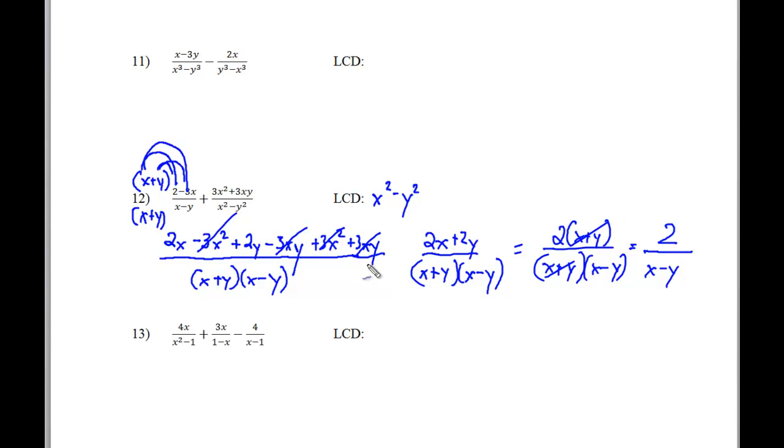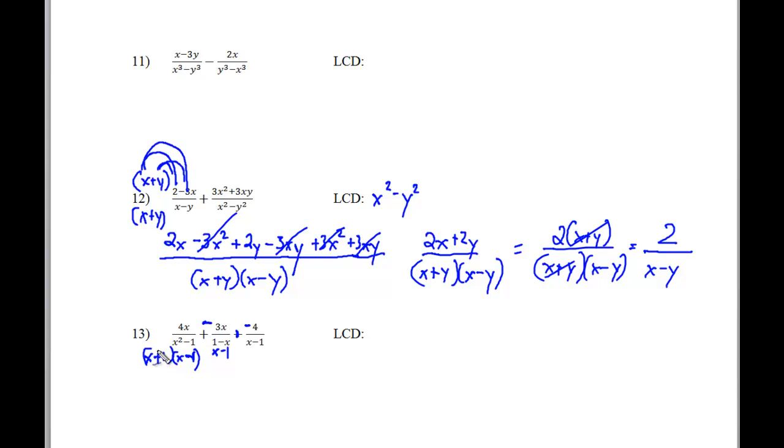Alright, finally problem number 13. Well, let's see here. I've got an x squared minus 1, which is the same as x plus 1 and x minus 1. Now, you'll notice this is 1 minus x. Well, I can remove a negative here and make that an x minus 1. And this is already an x minus 1 here, but I'm going to distribute that to the 4 so I can make it a plus.